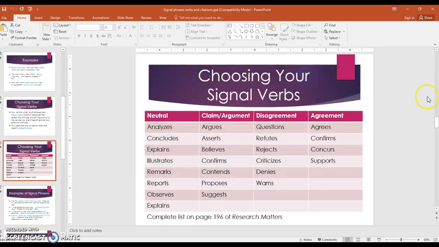I included a list of some signal verbs in this PowerPoint. There's a complete list of them on page 196 of your textbook, Research Matters, so you can always consult that as well. The first column, these words are neutral, which means they're not biased one way or the other. The second column, these are signal verbs that you would use if you were writing an argumentative piece. The third column, those are words that have to do with disagreement. That's the tone that you would be conveying to the reader. And then the last one is agreement. Like I said, there's lots of other ones on page 196.